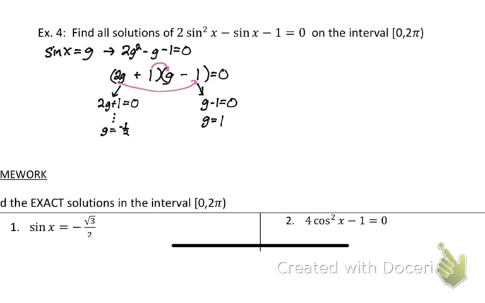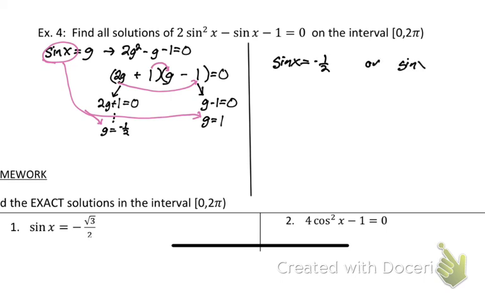But we can't be done because I just substituted g and I have to put the original thing back in. I said sine of x is in place of g, so we're going to go ahead and take that sine of x and plug it in for those g's. So I'll plug it in for that g, and for that g. So that gives us two possibilities. Either sine x equals a -1/2, or sine x equals 1.